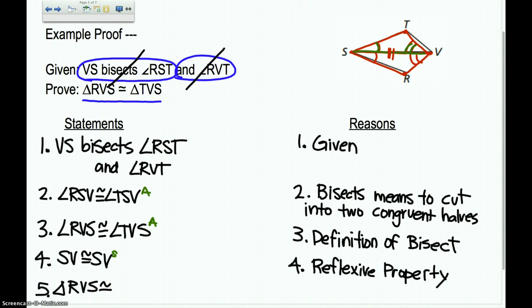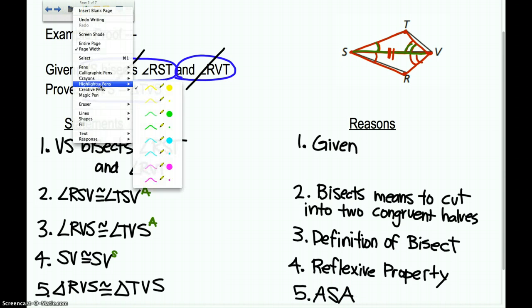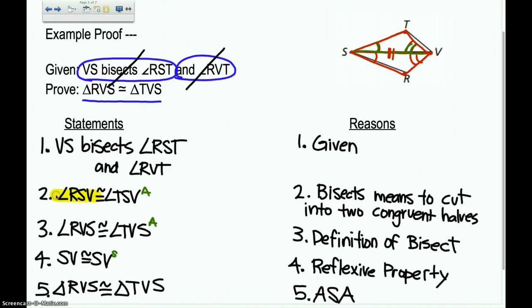RVS is congruent to triangle TVS. Why? By angle, side, angle. Let's review. We started here with bisecting that angle. Bisected gave us the pair of congruent angles that we wanted. Bisected the other angle, we had another pair. Then after that, we needed the side that was included. We needed the side that went between those two angles.